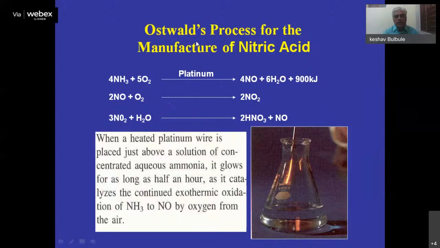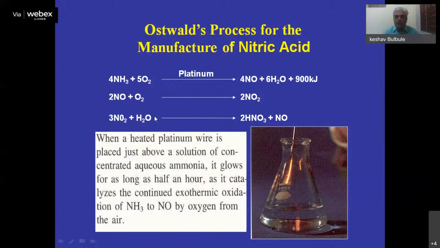You can see there, nitric acid is one of the three mineral acids. You know that hydrochloric acid, sulfuric acid, and nitric acid are three inorganic acids, otherwise more popularly known as the mineral acids. And nitric acid is manufactured all over the world by the well-known process called Ostwald's process. The very principle of the Ostwald's process is ammonia is first oxidized to nitric oxide. Nitric oxide is further oxidized to nitrogen dioxide.